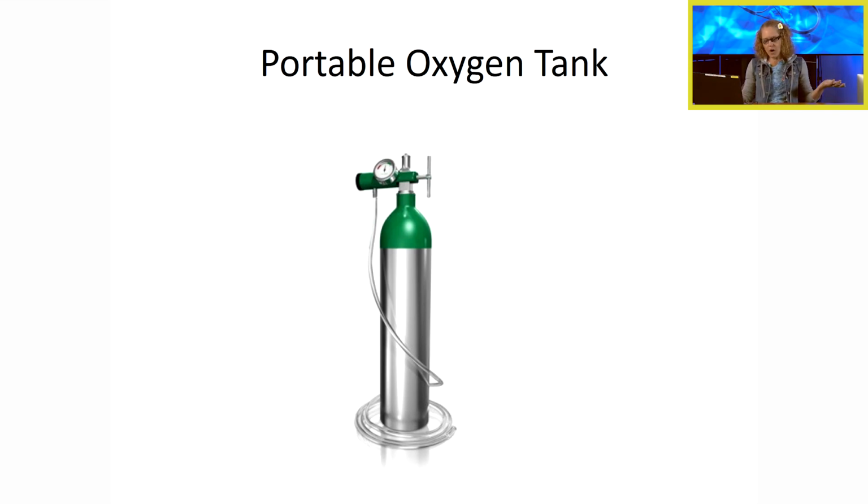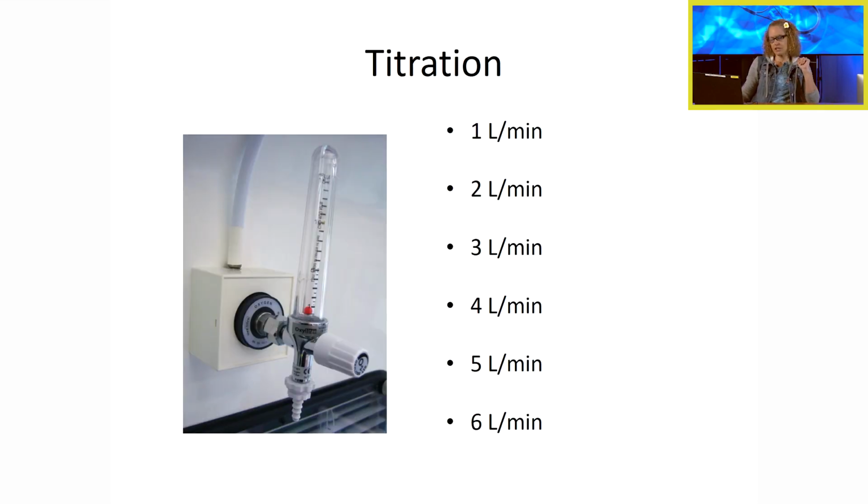This is what a portable oxygen tank looks like. The titration of the oxygen is a little different, right? It's not done with the flow meter. It still has a little dial on it where we can titrate the oxygen liters, and you can see the tubing there as well. So, titration of oxygen.